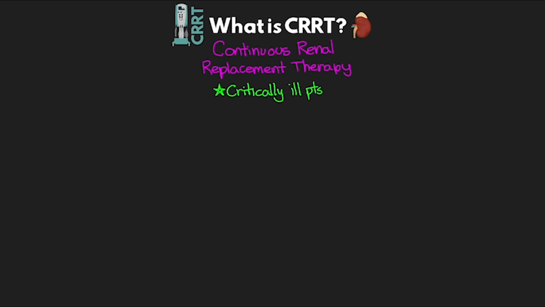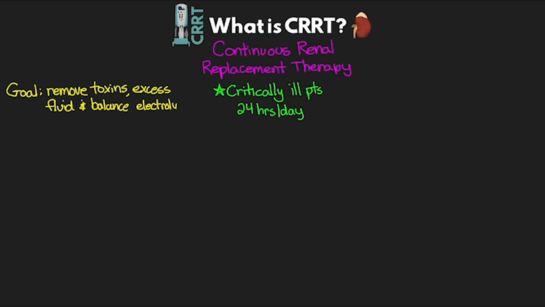And so, as its name suggests, instead of the typical 3 to 4 hour run times that we see with normal dialysis, CRRT is running continuously, 24 hours a day. And so this is going to be better tolerated by our unstable patients. Just as with regular dialysis, the goal of CRRT is to remove toxins, excess fluid, and really balance our electrolytes. Our goal is to mimic the job of the failing kidneys. It does this by reproducing the various functions that we saw in the nephron that I talked about in that first lesson.